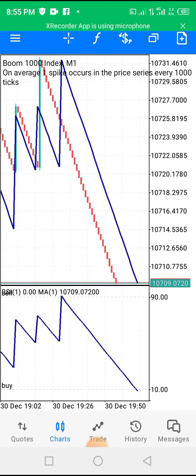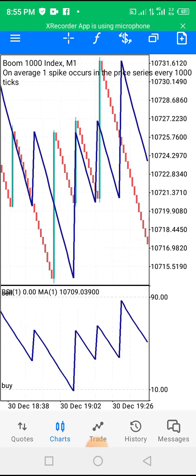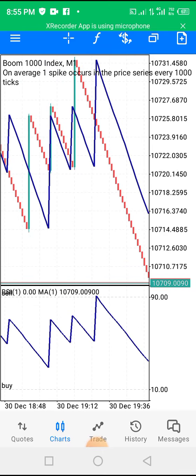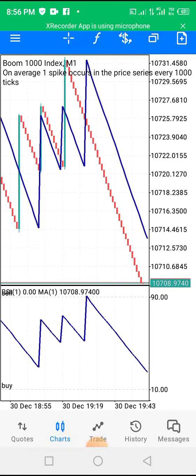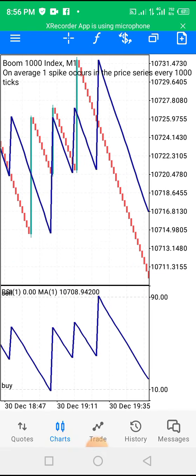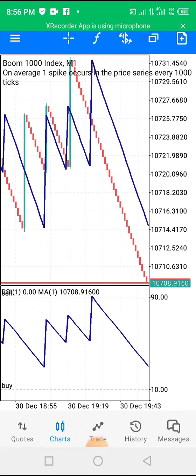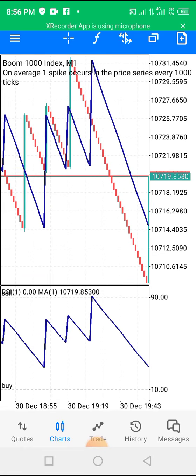So guys, let's get back to the strategy. Before you start selling with this strategy, the first thing you want to look out for is you have to wait for a spike to happen. You have to wait for a spike to happen.